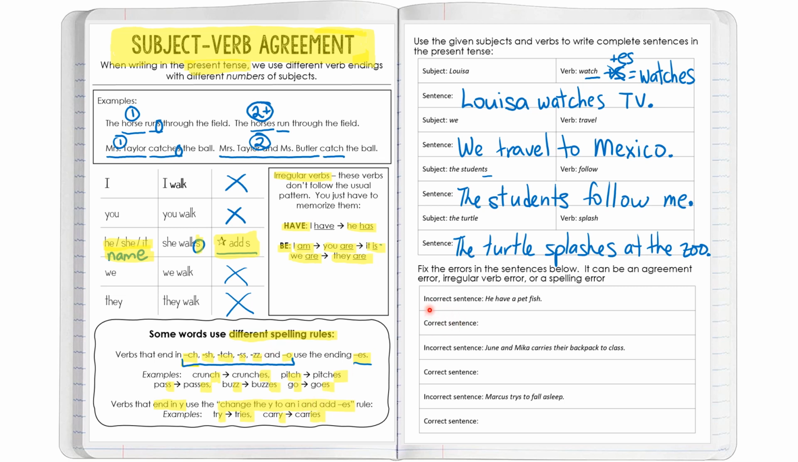So here's our first incorrect sentence. He have a pet fish. Now, he is one person, and have, I saw over here on my irregular list. I don't get to keep it as have. The he, she, it version of have is has. So that's the error here. We need to change have into has. Our correct sentence is he has a pet fish. Go ahead and pause the video and see if you can spot the errors in the other two sentences. Then restart the video and make your corrections.